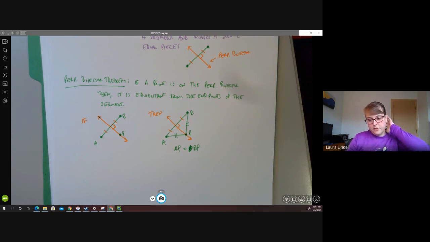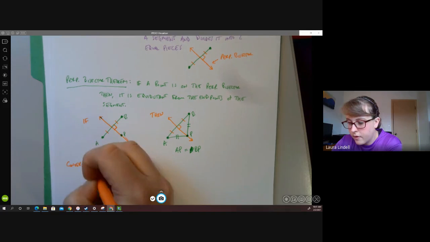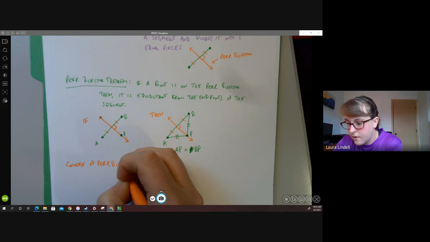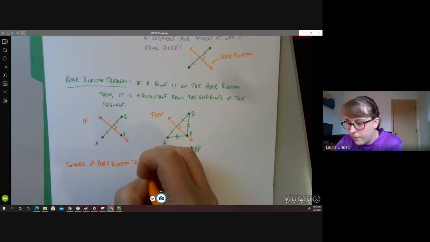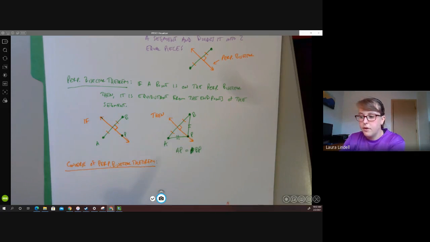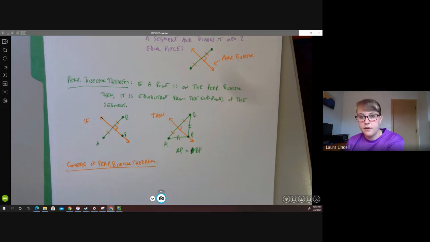Okay. Then we have the converse of the perpendicular bisector theorem, which is going to be the same thing, just switched around. So instead of if a point is on the perpendicular bisector, then it's equidistant from the endpoints of the segment, it's going to be if it's equidistant from the endpoints of the segment, then it's on the perpendicular bisector.